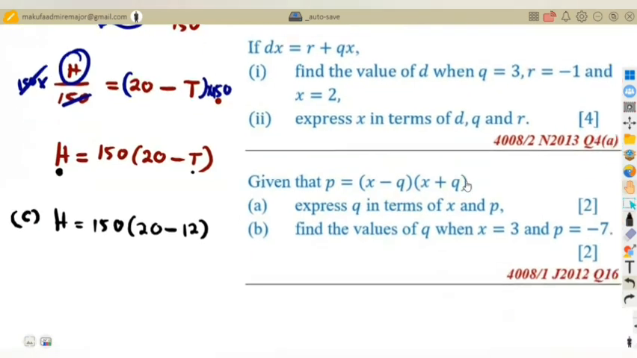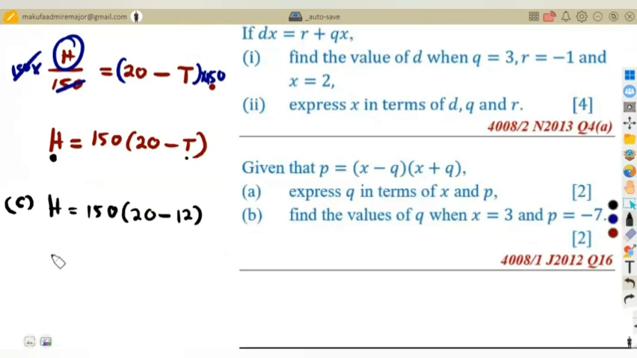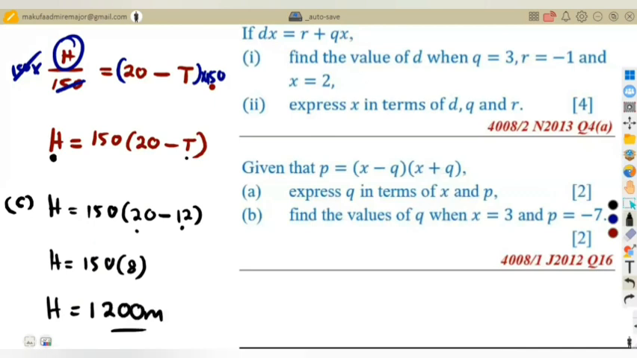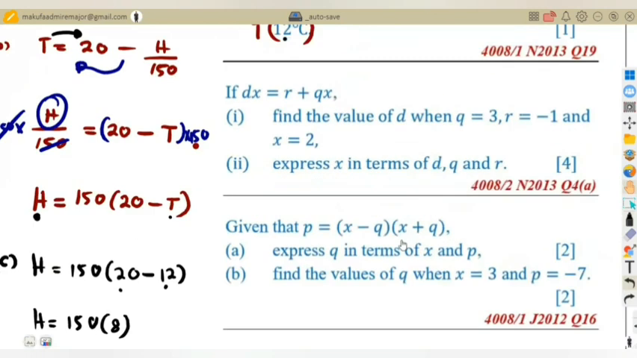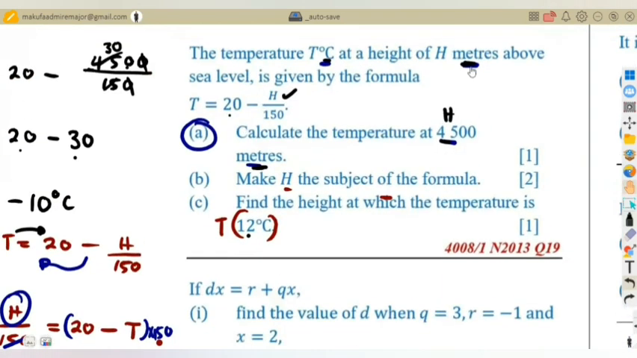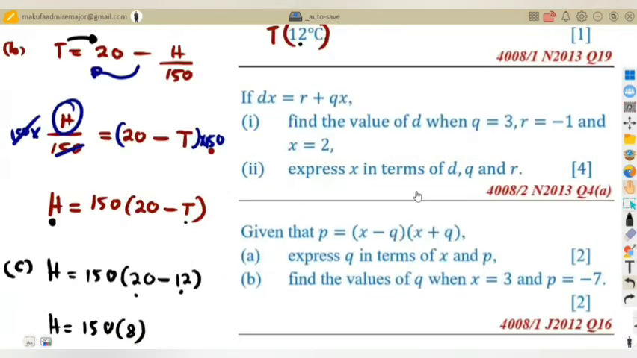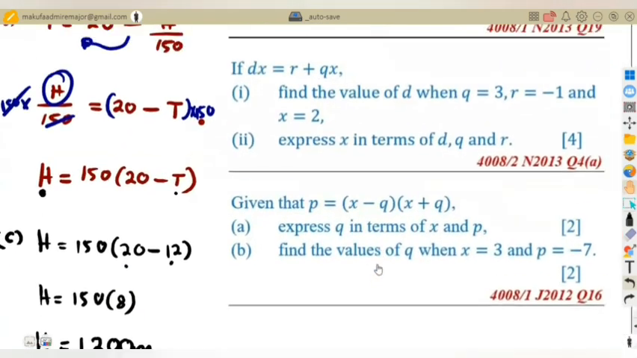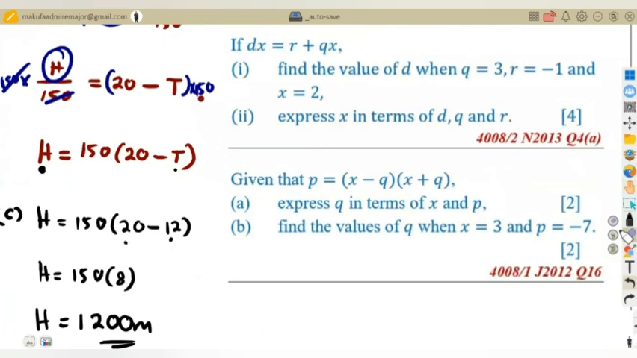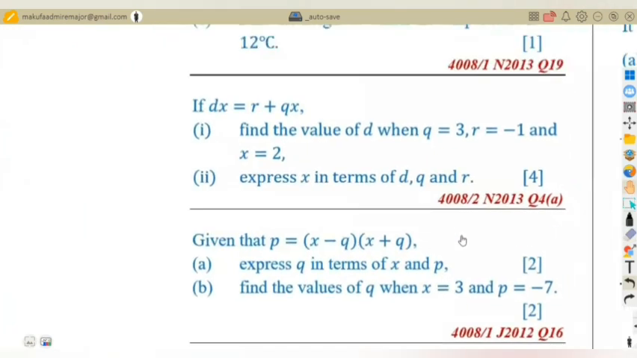So meaning to say, we can simplify this part. So H is going to be 150 into 20 minus 12, which is 8. Then we multiply 150 times 8, we are going to obtain 1,200 in meters. Remember, H is representing the height, H meters above sea level. So it's going to be in meters in this case, this H. All right, so that is how we could have calculated our H in this case.